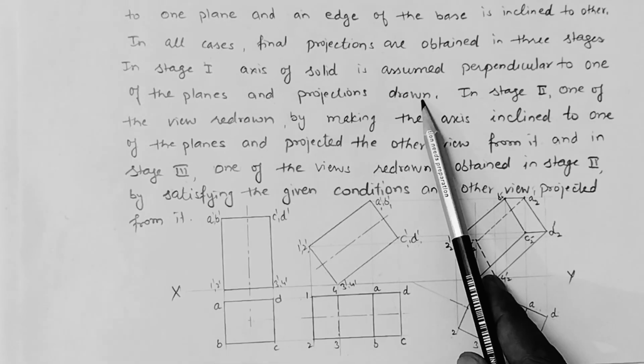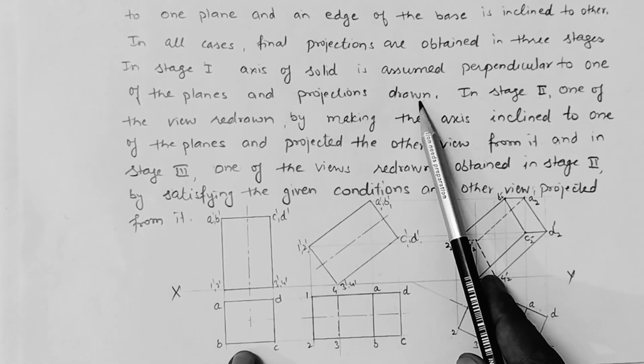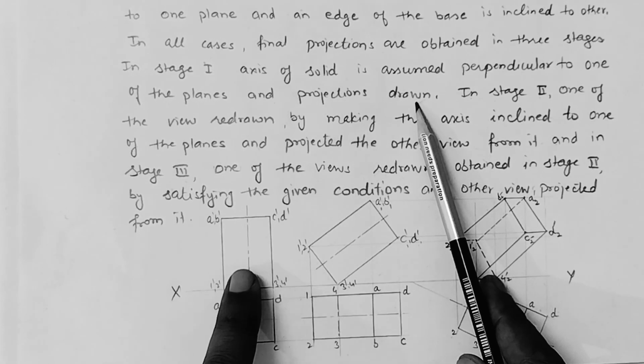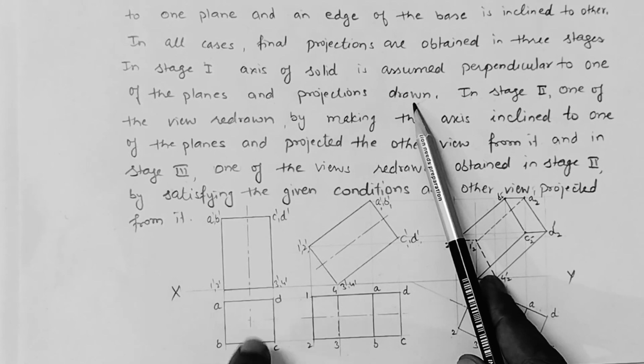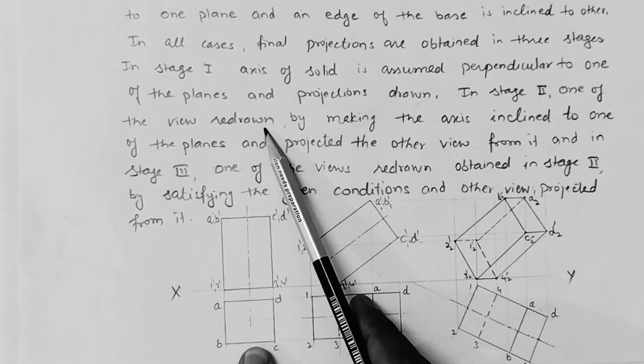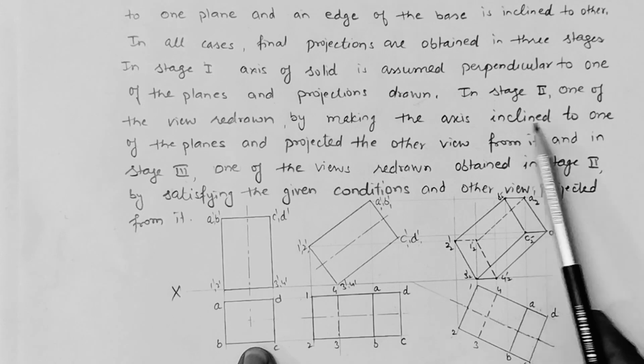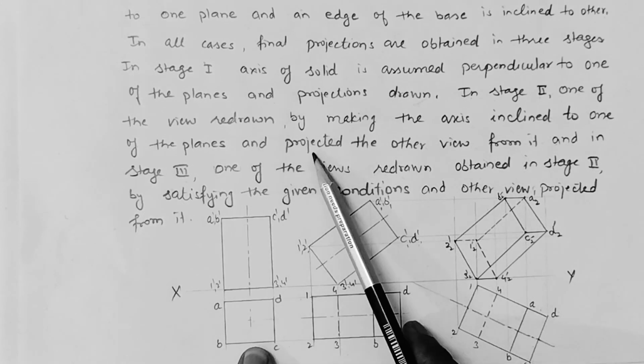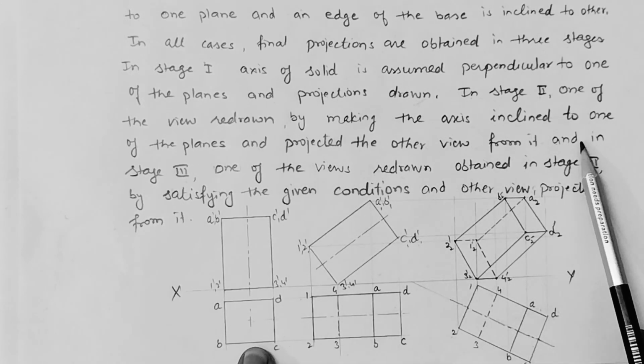So as in stage 1, you can see we assumed the object has its axis perpendicular to HP. We just draw its top view first. After drawing this top view, we project the front view from this projection. In this way we complete the projection of stage 1. After drawing this one, in stage 2, one of the views is redrawn by making the axis inclined to one of the planes, and the other view is projected from it.